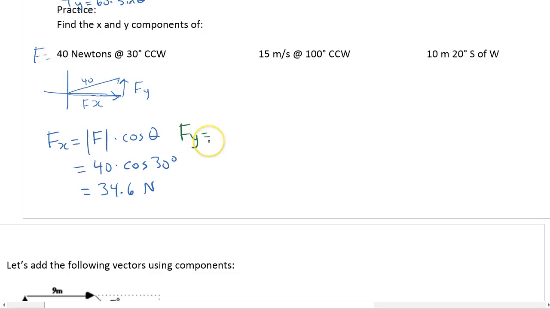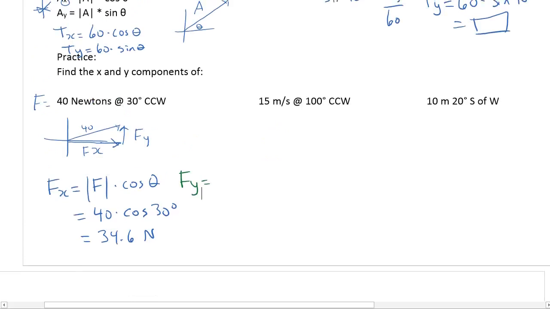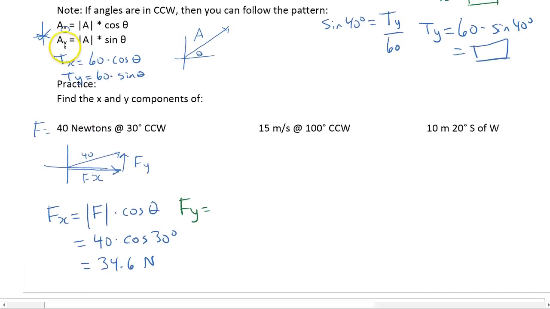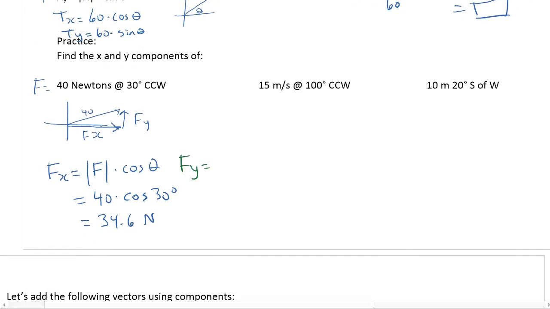The Fy, very similarly now, looking over, just remembering that the y component is whatever the magnitude is multiplied by the sine. So it's going to be the absolute value of f multiplied by the sine of theta. So that will be equal to 40 times the sine of 30 degrees. For those pre-cal students with an excellent memory, you'll say, hey, sine of 30 degrees is a half. 40 times a half turns out to be 20 newtons, okay?